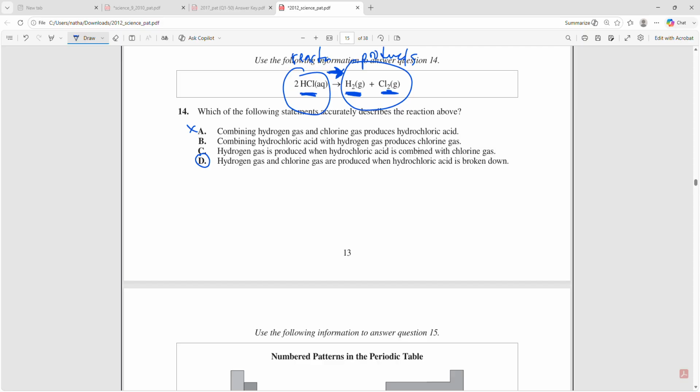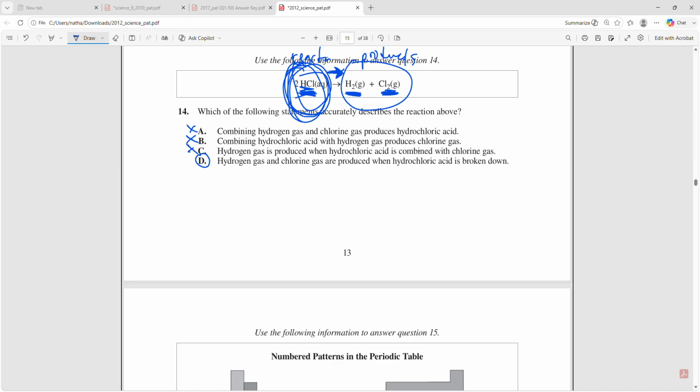Combining hydrochloric acid with hydrogen gas produces chlorine gas. Well, no, we're not combining hydrochloric acid with anything. It's just there by itself in this chemical reaction. Hydrogen gas is produced when hydrochloric acid is combined with chlorine. Again, the hydrochloric acid is not being combined with the chlorine. In fact, it's not being combined with anything. A lot of times we have something plus something mixes together and gets something else. But in this case, that's not happening. Let's look, what does D say?